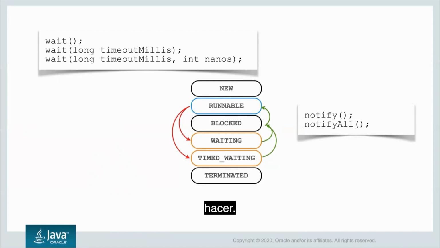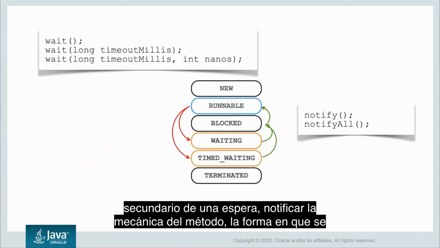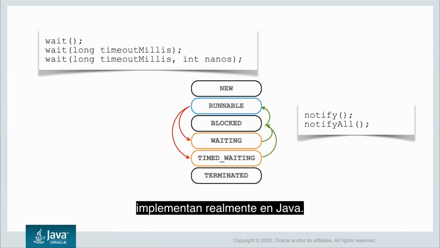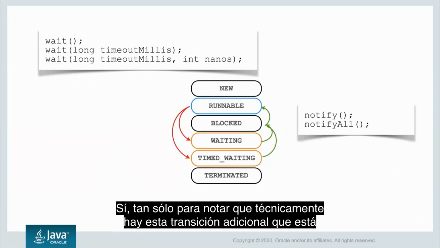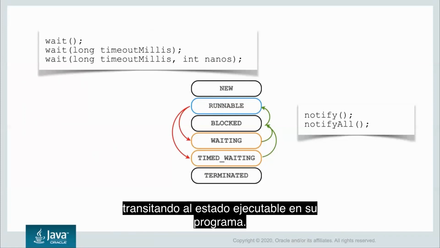That's what you want to do. And the brief transition through the blocked state is just a side effect of the wait notify method mechanics, the way they're actually implemented in Java. Yeah, so it's just a note that technically there is this extra transition going on under the hood, although logically you're just transiting to the runnable state in your program.